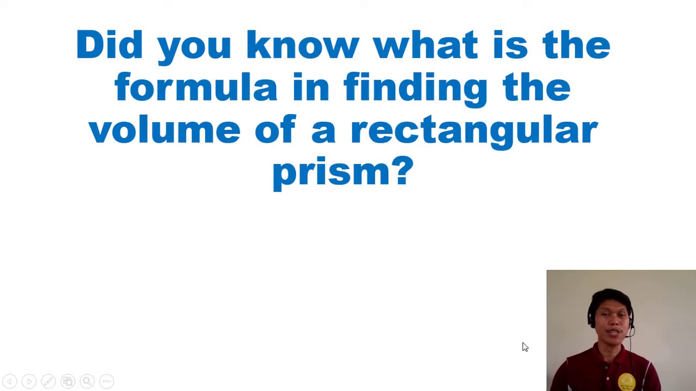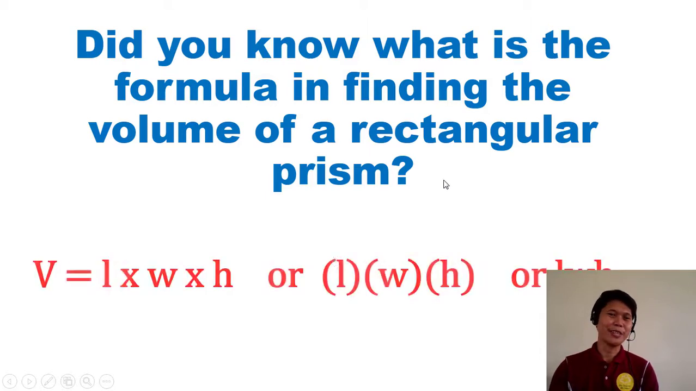Okay, so this time let's proceed with our main topic for today. Do you know the formula in finding the volume of a rectangular prism? Okay, so in previous years, maybe you have encountered this already: the formula in finding the volume is given by length times width times height. We can use parentheses for the multiplication symbol to avoid confusion, because we are already starting to deal with algebra. Or you can simply write length, width, and height together, which means they are multiplied, especially when you are in high school.